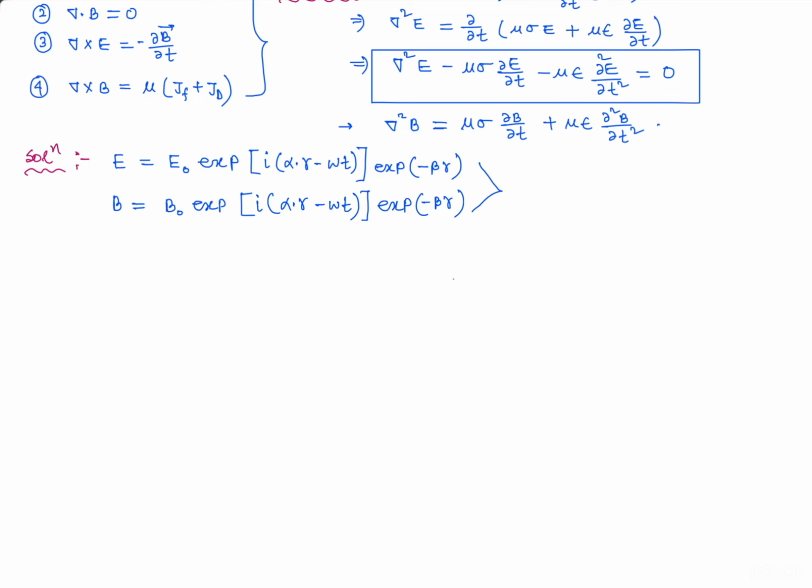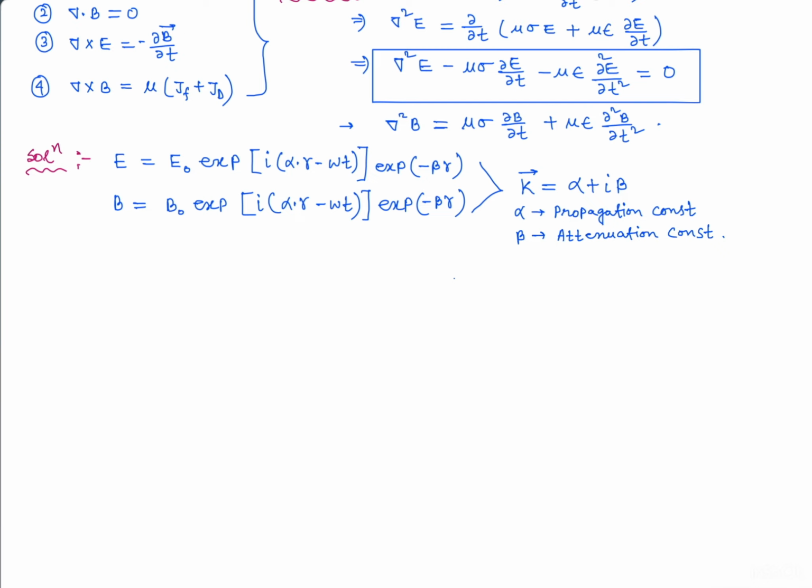Here the propagation vector K will be alpha plus i beta. So in the conducting media, or inside the conductor, the propagation vector K will always be a complex number, where alpha is the propagation constant and beta is the attenuation constant.